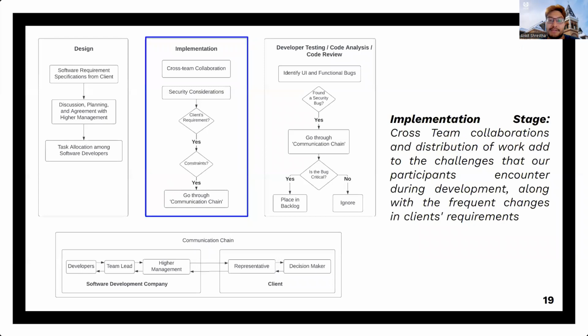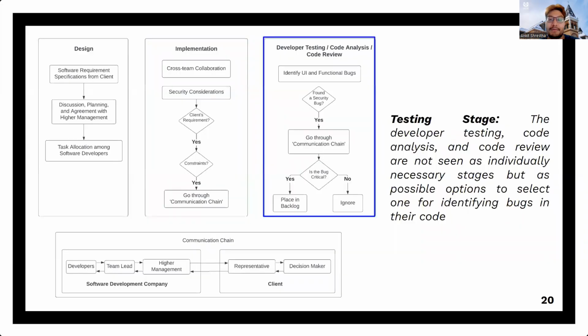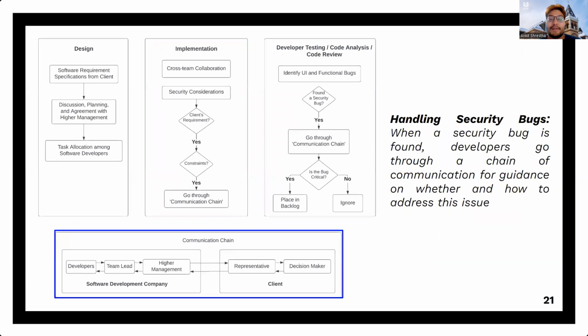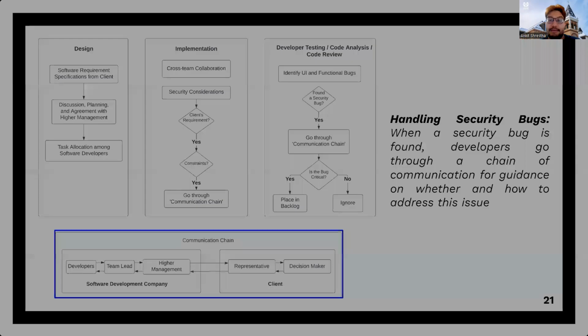In the implementation stage, cross-team collaborations and distribution of work add to the challenges that our participants encounter during development, along with the frequent changes in clients' requirements. In the testing phase, developer testing, code analysis, and code review are seen as possible options to select one from, instead of individual necessary stages. Throughout software development, when a security bug is found, the participant needs to go through a long chain of command for guidance on whether and how to address the bug.